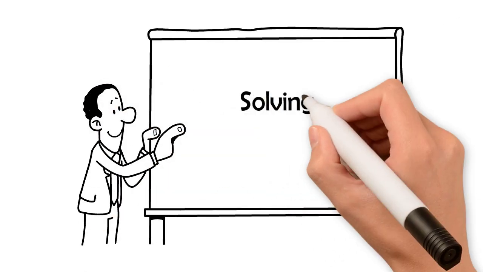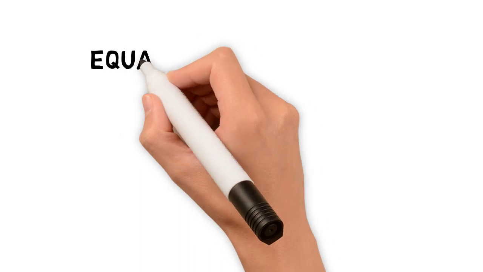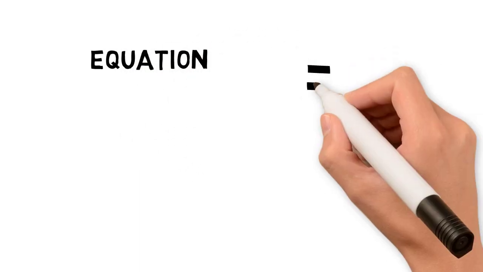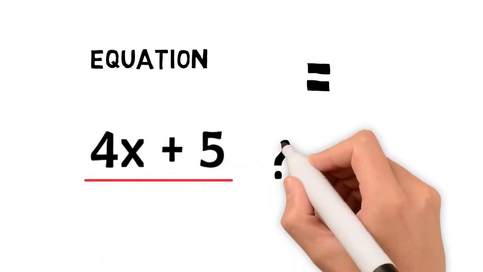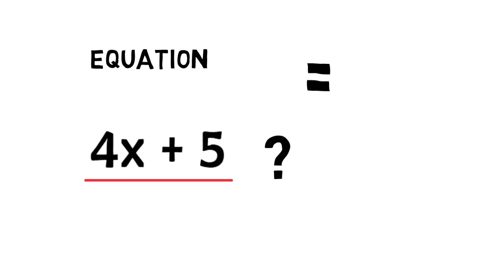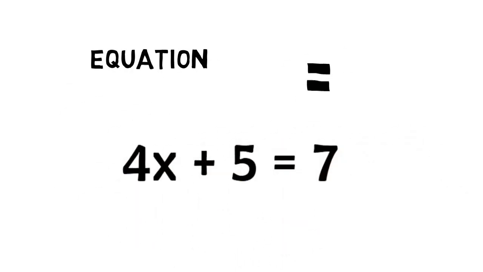In this lecture, we will talk about solving linear equations. First, an equation is something with an equal sign in it somewhere, hence the name equation. The algebraic expression 4x plus 5 is not an equation because there's no equal sign. If rather we had 4x plus 5 equals 7, this is an equation, because now we have an equal sign.